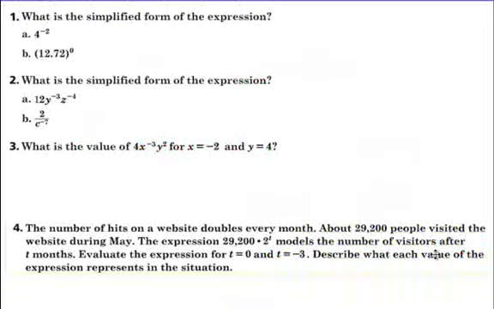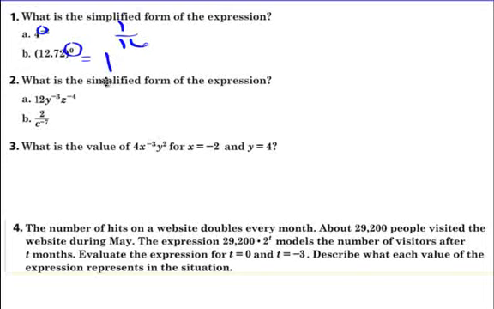Alright, so we have some clarifications. Let's run through all the stuff we did today. So if I know 4 squared is 16, if it's negative, it's 1 over 16. I've got 12.72 to the 0 power. 0 power, my answer is 1.